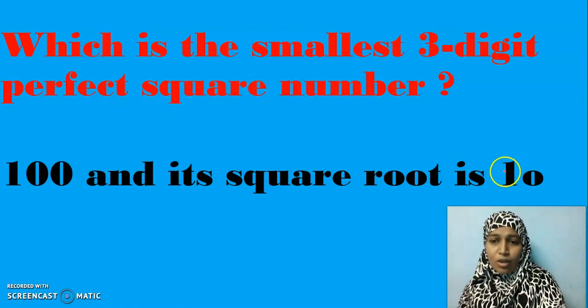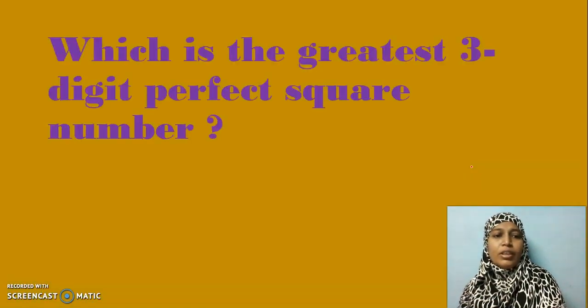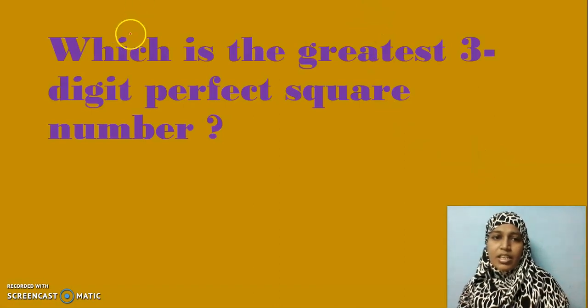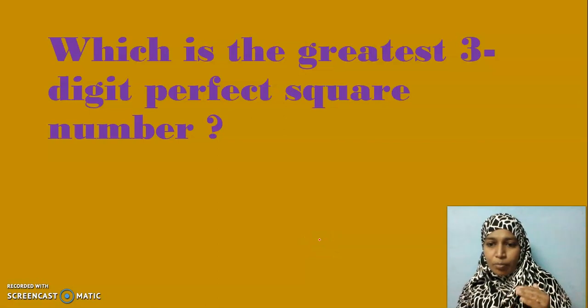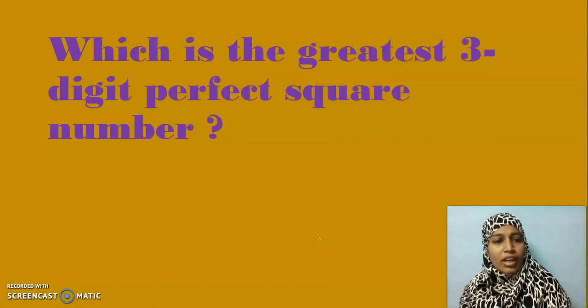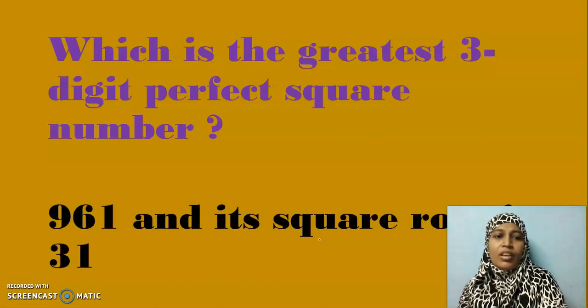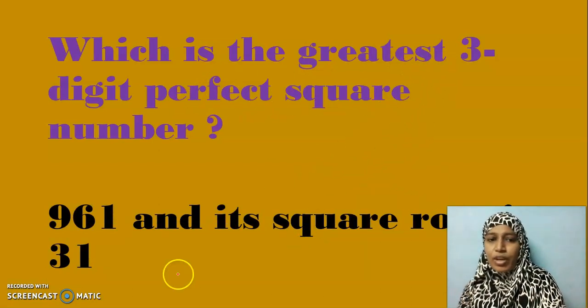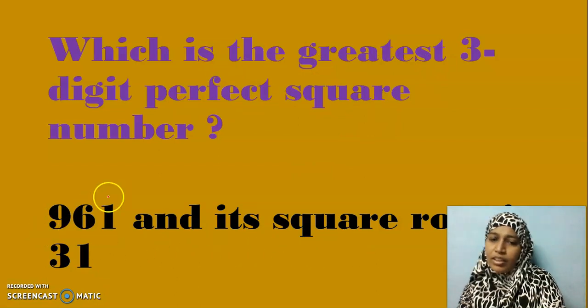Okay, children. Now this question you should think and tell me. Which is the greatest 3-digit perfect square number? Come on, recall the table that I showed you now. Which is the 3-digit perfect square number, and what is its square root? Got the answer? 961 is the greatest 3-digit perfect square number and its square root is 31.